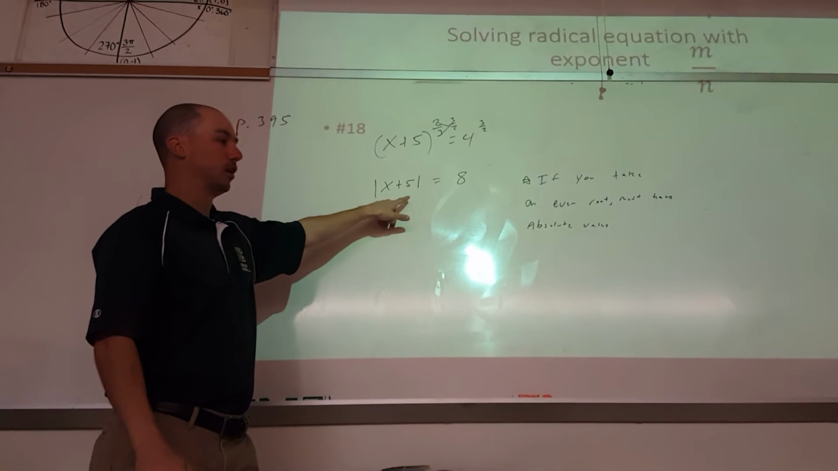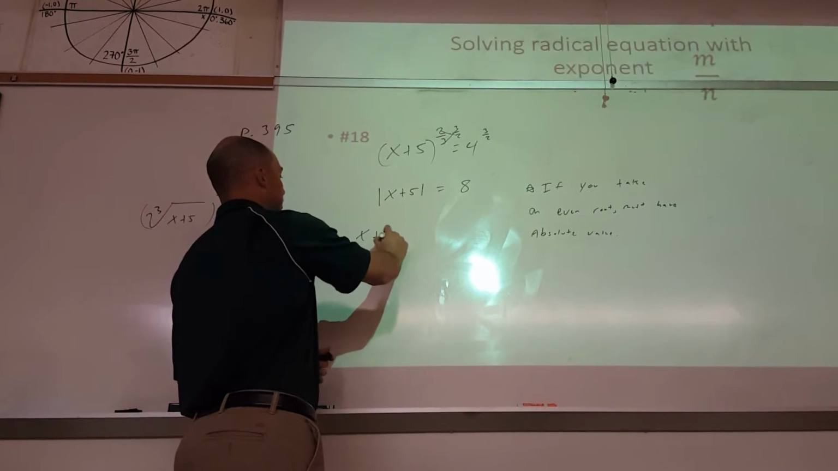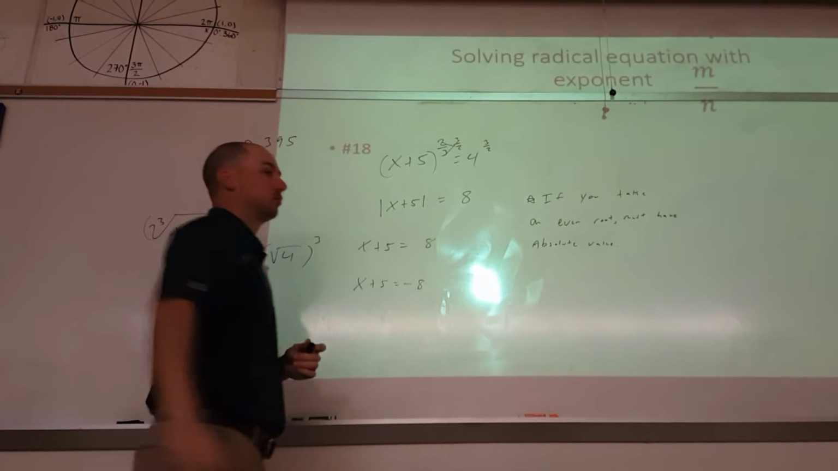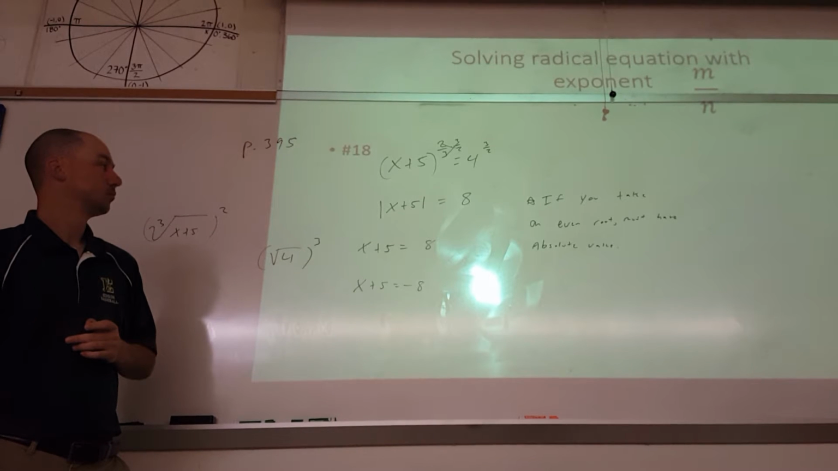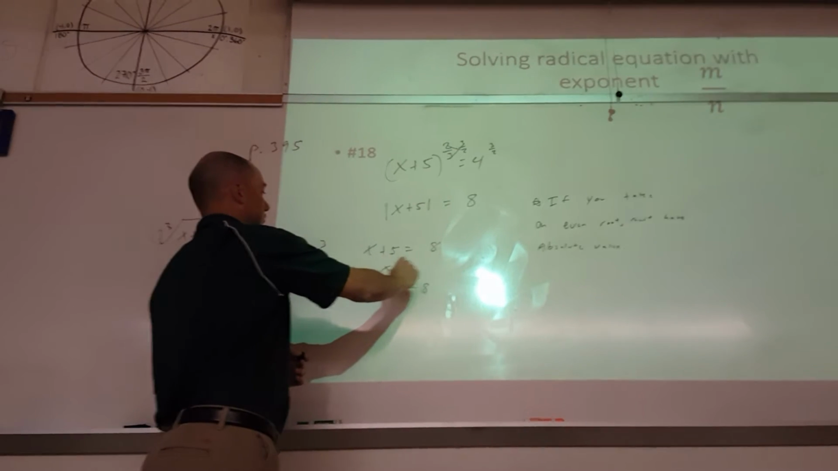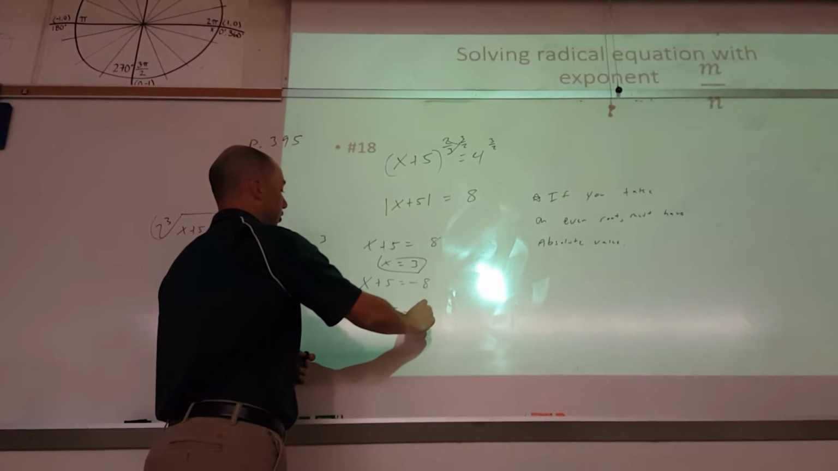Back from the first couple weeks of class, solving absolute value of x plus 5 equals 8 means x plus 5 is 8, and x plus 5 equals negative 8. X equals 3 and x equals negative 13.